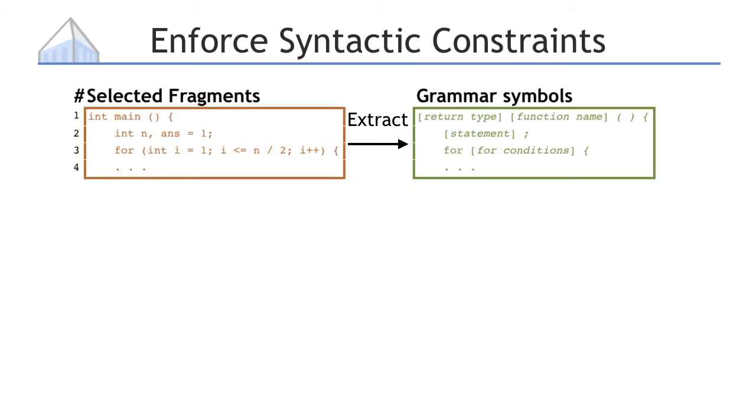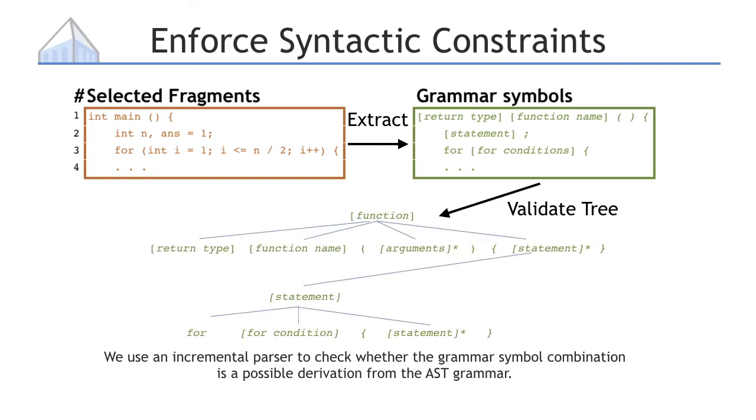Here is how we are going to enforce syntactic constraints. We parse each program fragment into grammar symbols. For example, line 1 of the fragments, int main parenthesis open curly, is parsed into return type, function name, parenthesis, and open curly. To check whether a fragment combination satisfies the syntactic constraints, we concatenate the grammar symbols and check whether it is a possible derivation from the abstract syntax tree grammar of the programming language. We use color green to denote grammar symbols.